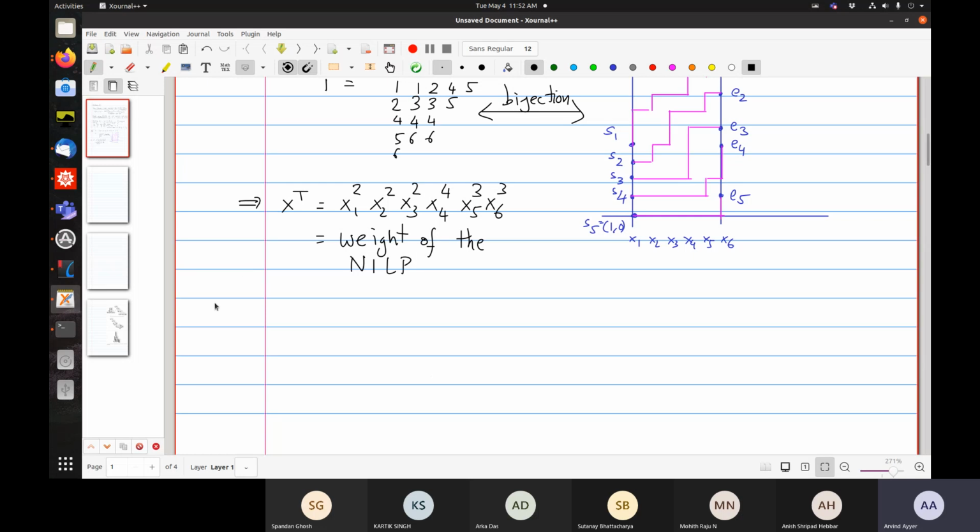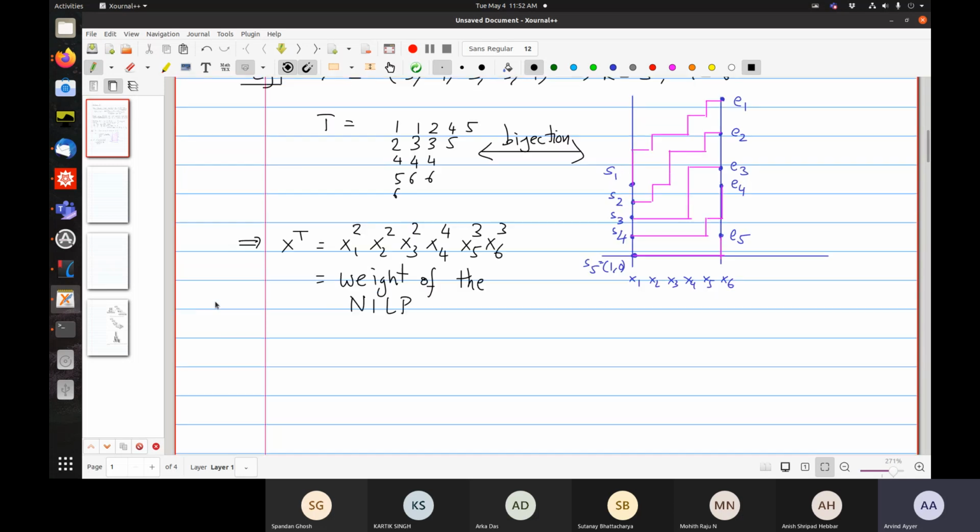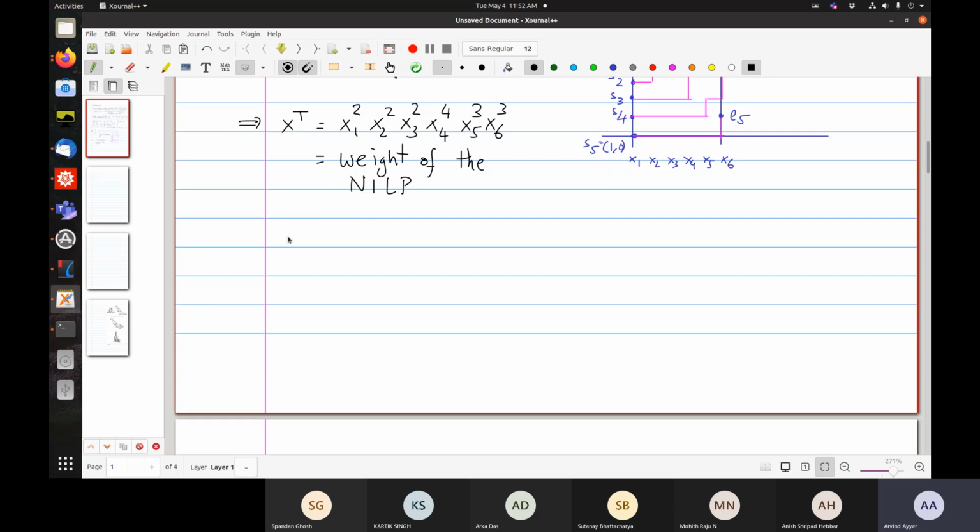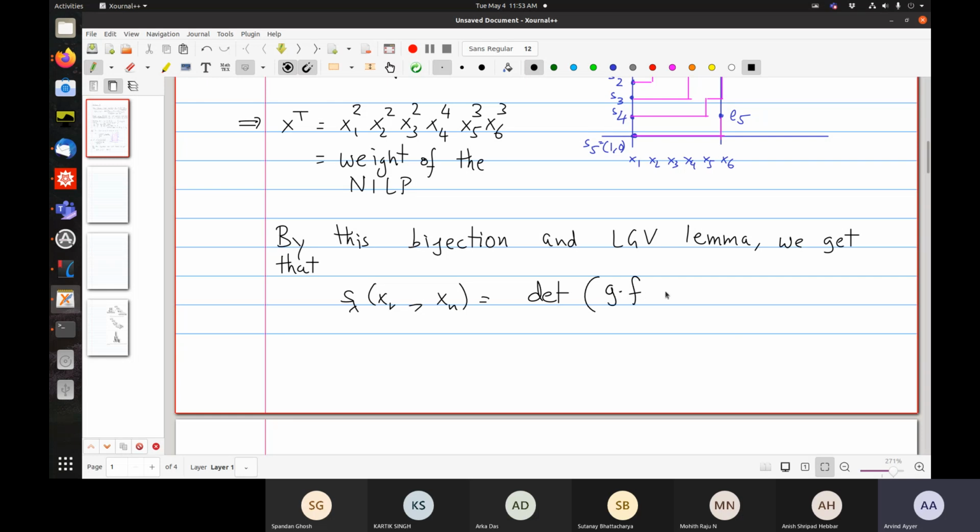Okay. All right. So if you agree, by this bijection and the LGV lemma, we get that S lambda of x1 up to xn is the determinant of the generating function of paths from Si to Ej, for i, j at most k.